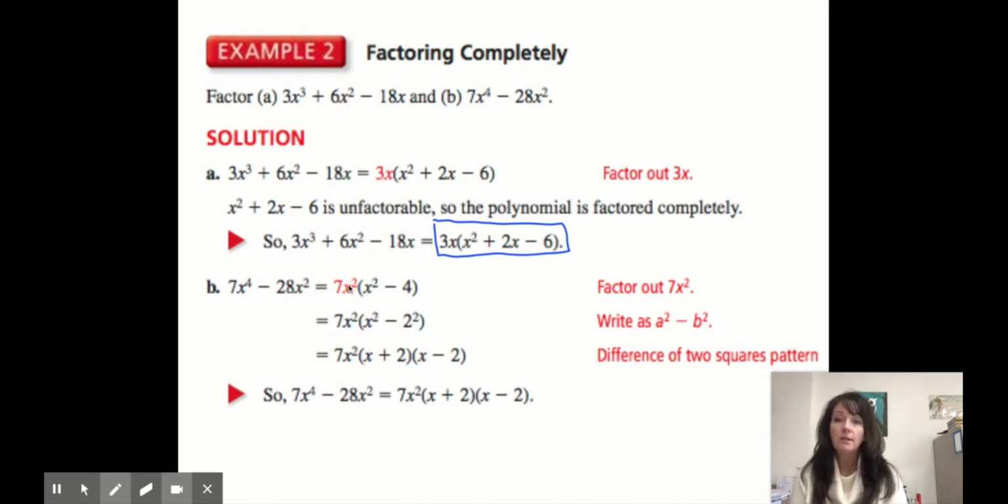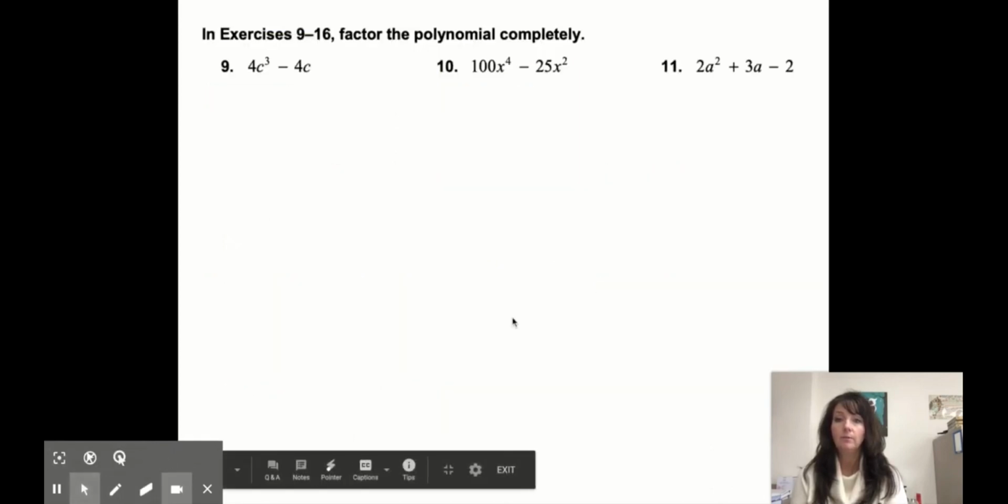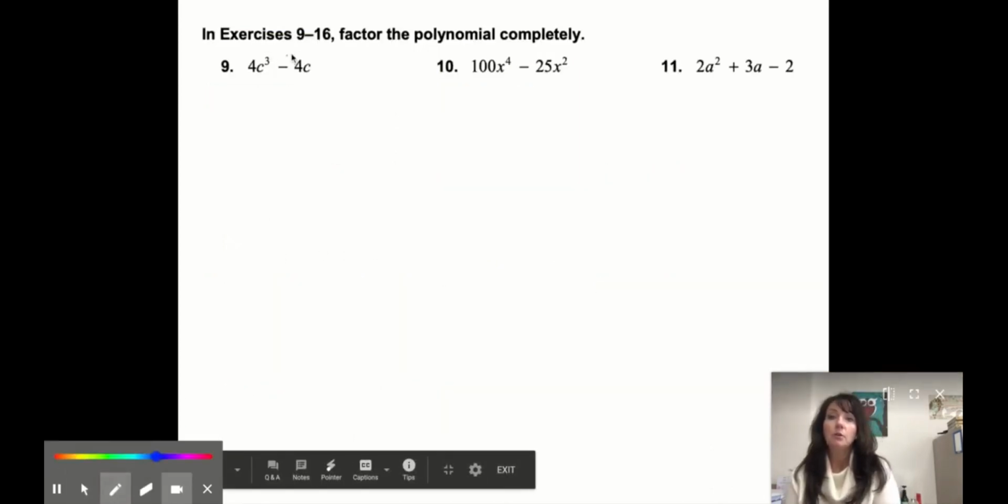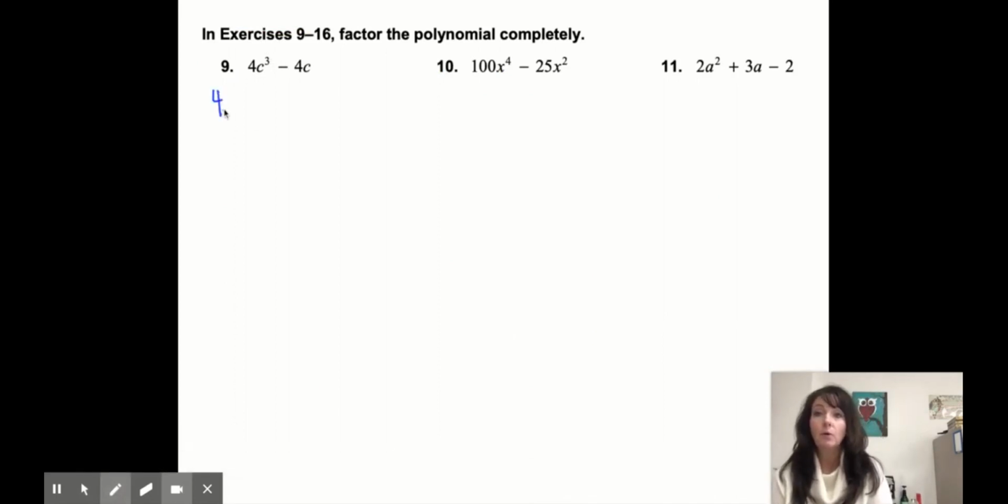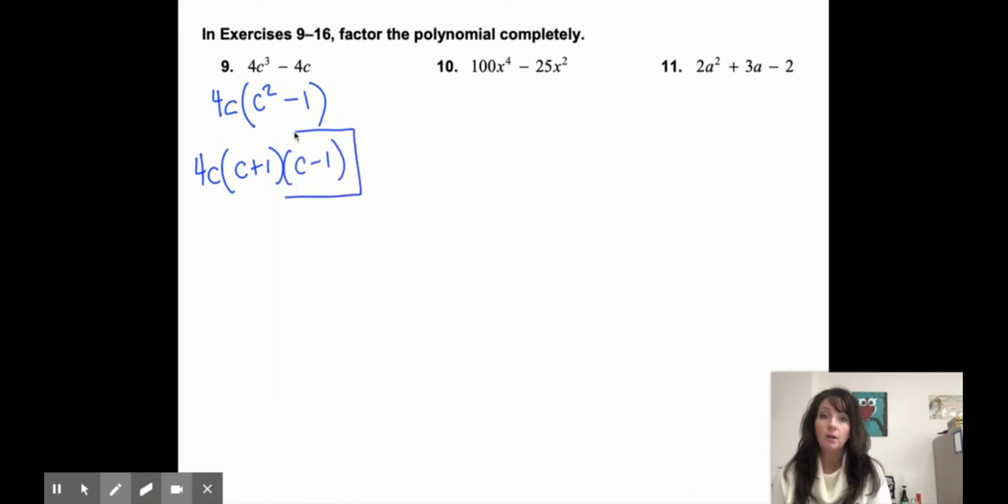Here, when you factor out the 7x squared, you're left with a difference of 2 squares. So then you can do the x plus 2, x minus 2. And now we have everything factored completely. All right, just a few more things to kind of keep in mind. So it looks like I can factor out a 4 for sure. Oh, 4c. I can factor out a 4c. So then I'm left with c squared and then minus 1. All right, so I could think that I'm done, but look at this, perfect square, perfect square. This is a difference of 2 squares pattern. So 4c, and then I have c plus 1, c minus 1. Again, the order in which I write these isn't as important, okay?